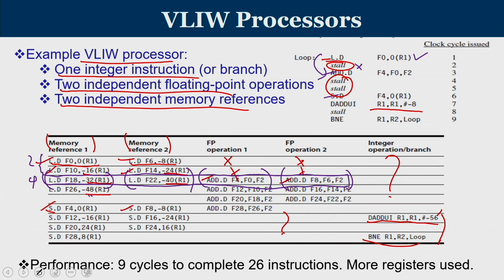So, essentially we took only 9 cycles, but if you look at it, you could complete 26 instructions. One of the drawbacks is that we require a larger number of registers. Of course, that is a byproduct of loop unrolling.